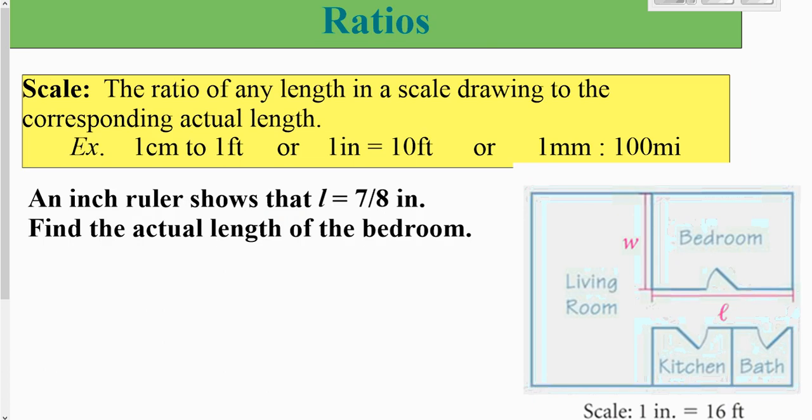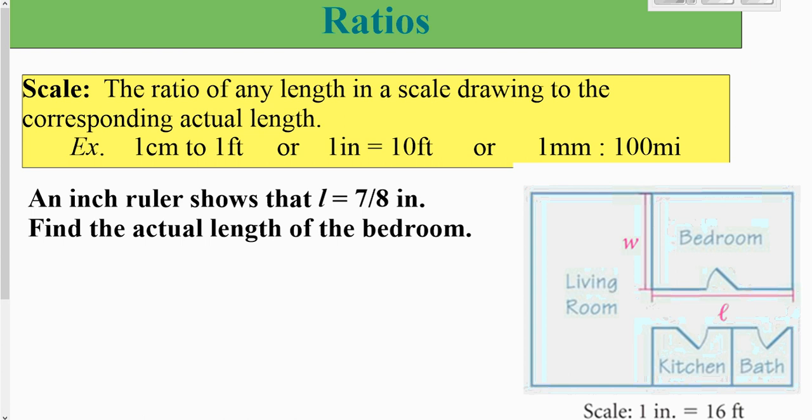So some other times that proportions come in handy is when we're talking about scale factors. The scale is the ratio of any length in a scale drawing to the corresponding actual length. So you'll see this in maps, you'll see it in technical drawings. If you're putting instructions together on how to build your desk, it's not going to give you instructions that are the size of your desk. Things are going to be scaled down.